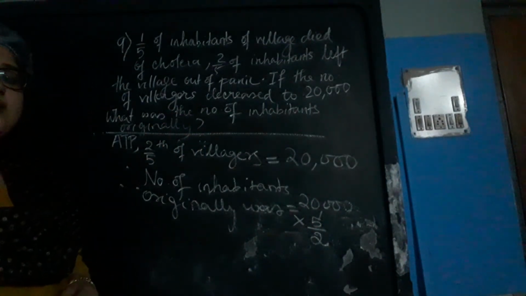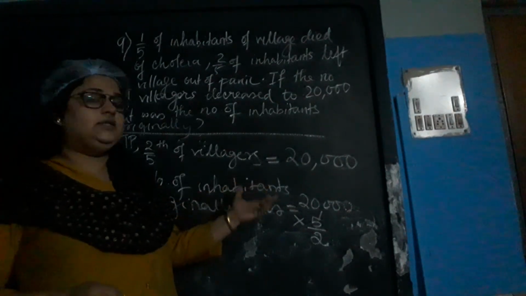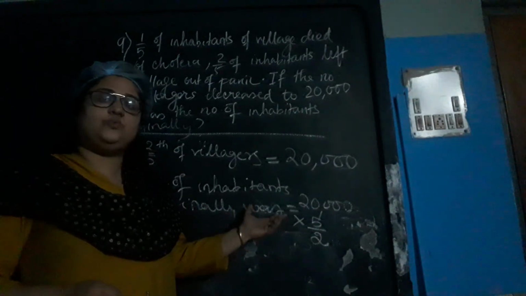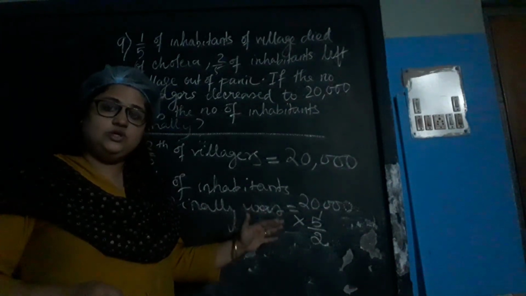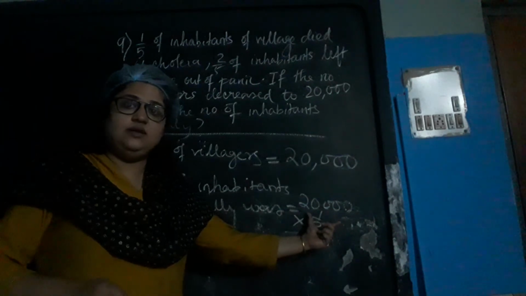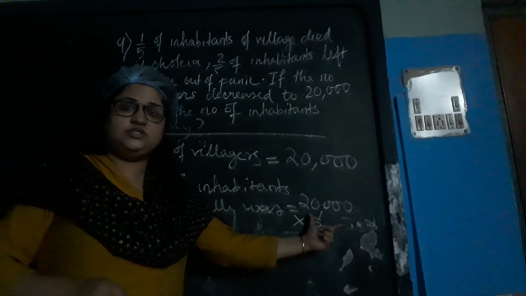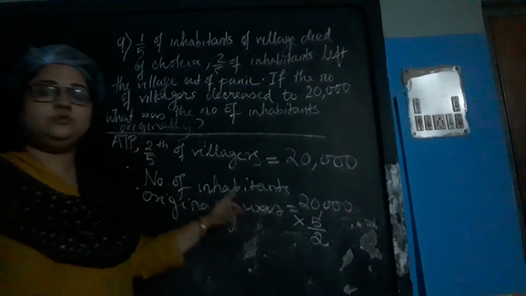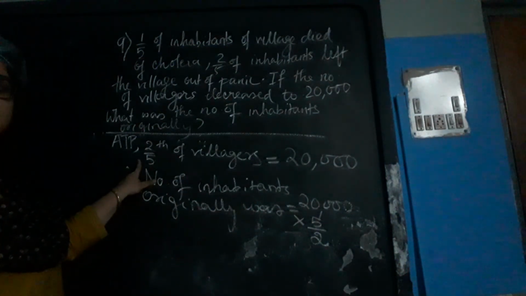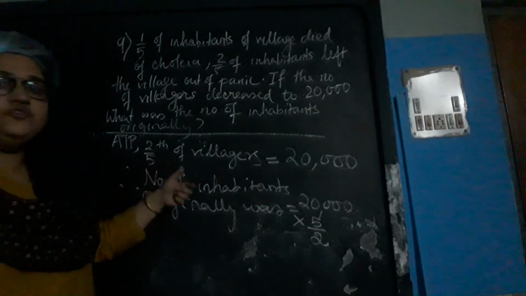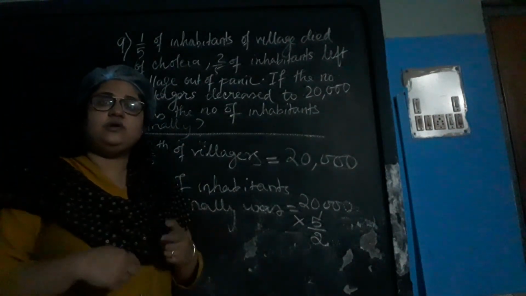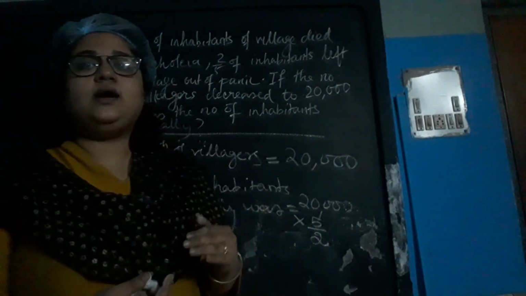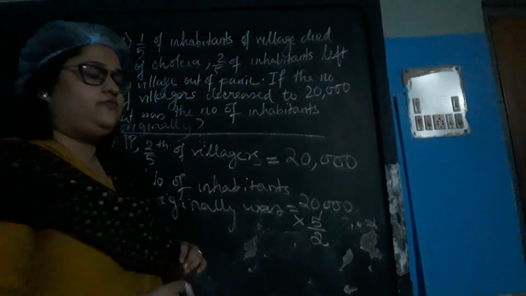So what we have to do? The total inhabitants will be more than the present number. So whatever is presently found, the number of villagers at present, you need to multiply with what value? The given fraction is 2/5. Just reverse it, 5/2, because the required value is greater. So whenever the required value is greater, we multiply with the greater than fraction.